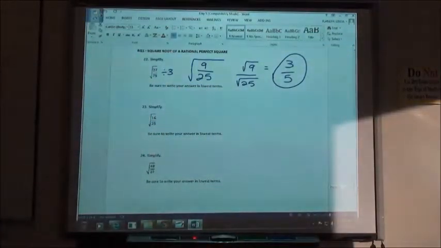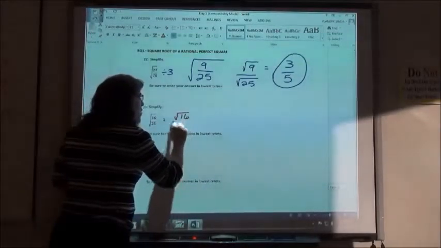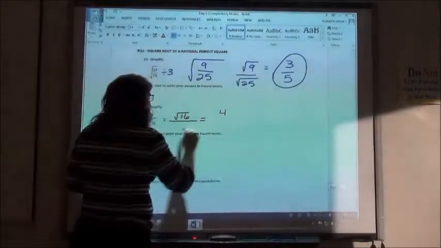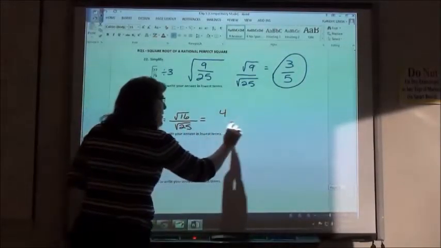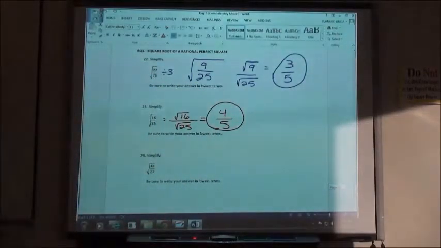Number 23, 16 over 25. Oh, those are both perfect squares, and besides the fact I can't reduce that down anyway, even if I wanted to. So I'm just going to do my square roots. The square root of 16 is 4. The square root of 25 is 5. Can't reduce that fraction, so 4/5 is just going to be my answer.